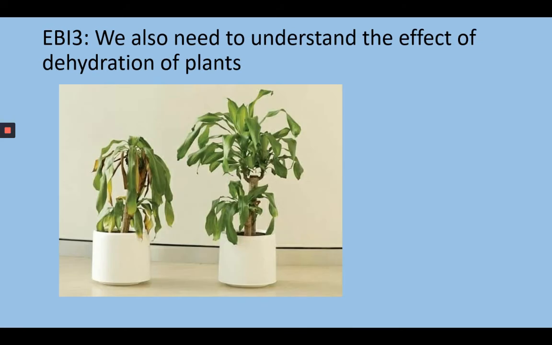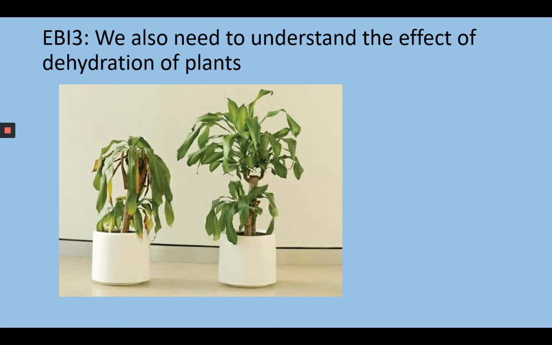Next one. So the third one is we need to understand the effect of dehydration of plants. So you can see in the picture here, we've got a very unhappy plant on the left, and a little bit unhappy plant on the right, but happier than the one on the left. So the leaves look heavy, they lose the support, and they're pointing downwards. This is a sign of a plant being dehydrated. This is when they lose too much water and they don't have enough water in the soil that they can absorb to replenish that loss of water.